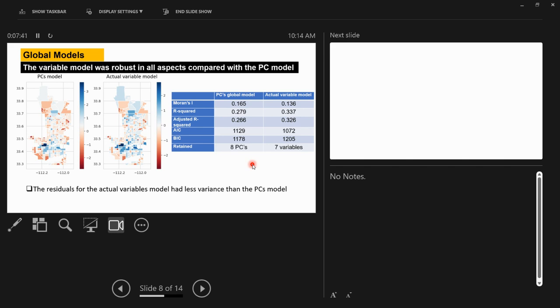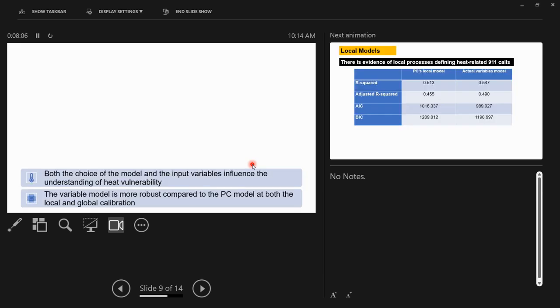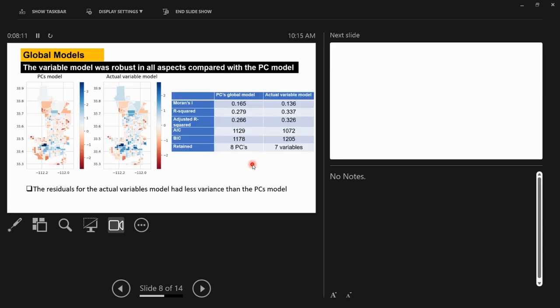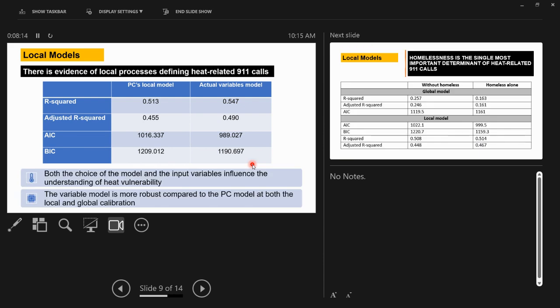And when we look at the other dimensions of comparison, we can see the R squared of the actual variable model is around 34%, while for the PC model it is 28%. And remember, the percentage variance explained for all the 11 PCs was 70.5. So you can see inconsistencies between the key drivers of vulnerability when comparing the PCA-based model and the actual variable model. So both the choice of the model and input variable influence the understanding of heat vulnerability.